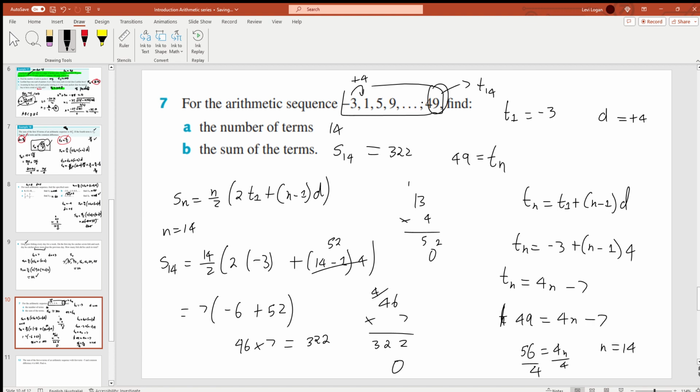And yeah, the three terms after 49 added together will be more than 100, so that makes a bit of sense.